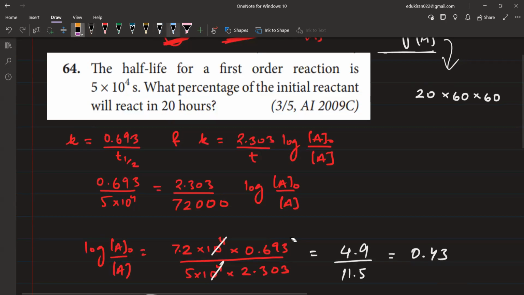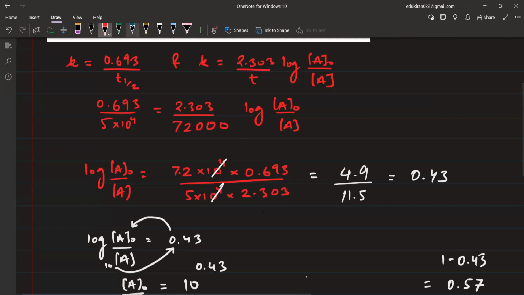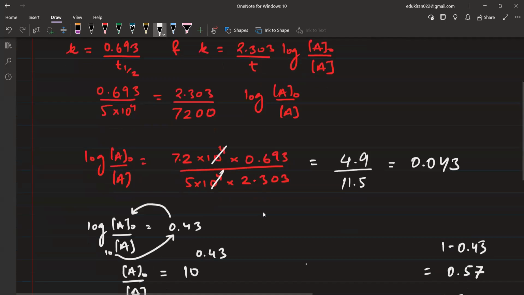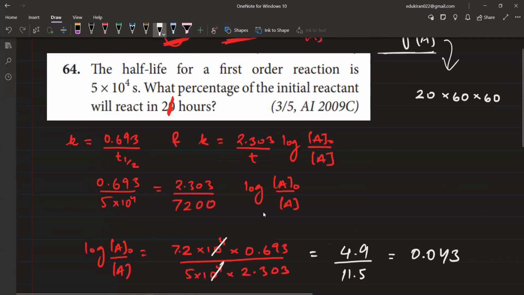Maybe do one thing. I think this question is not right. It will not be 20 hours. I think it will rather be 2 hours. Because when I will have 2 hours, then this 10 will not be there. And then this 0 was in the numerator here. So here I will be getting 0.043. I think that is the mistake here, that it will not be 20 hours.